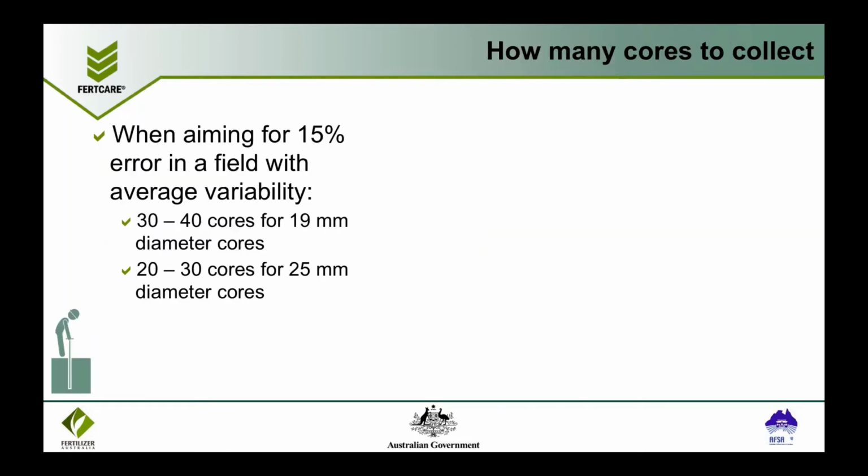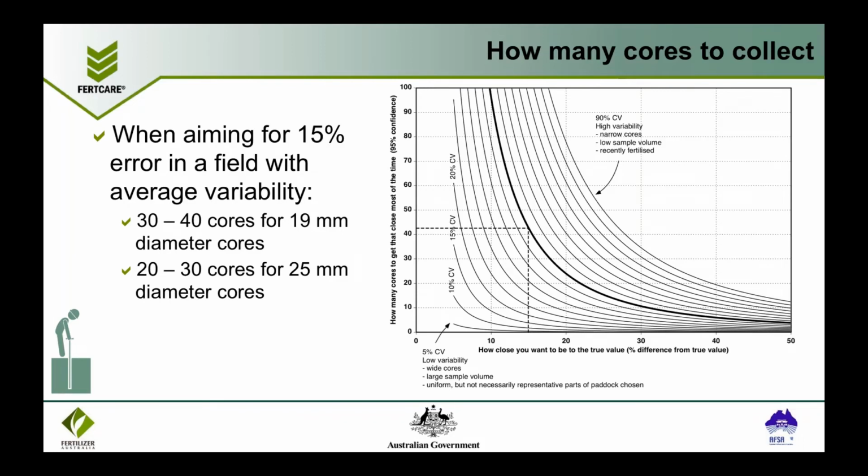So how many cores should be collected? This is some summary information from the fit for purpose soil sampling guide. On average, when you're looking for plus or minus 15% area error in a field with average variability, you'd be looking for 30 to 40 cores if you're taking a standard pogo of 19 millimeters in diameter, or 20 to 30 cores if you had a 25 millimeter diameter pogo. And this information is based very much in statistical theory.